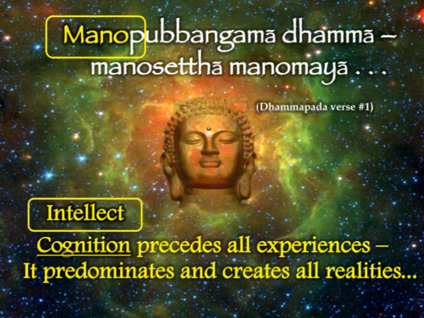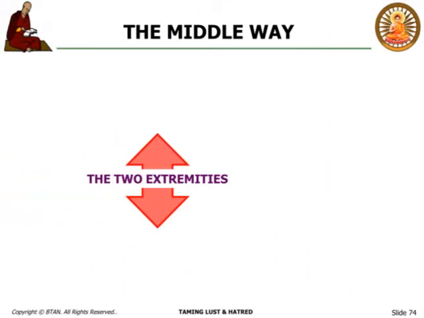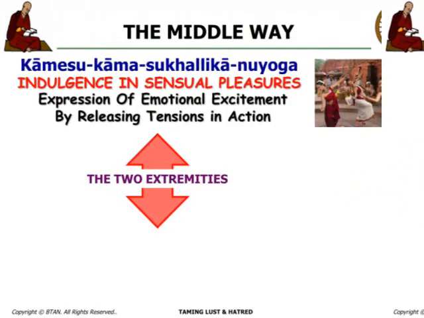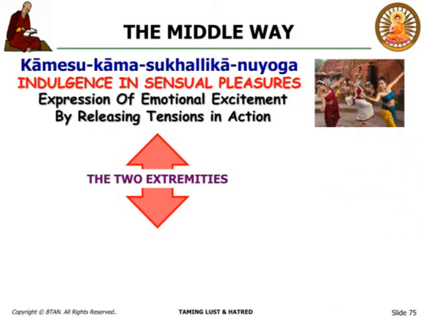And the Buddha described this easily in the middle way. When he taught about the middle way in the Dhammacakkappavattana Sutra, the first thing he spoke about is actually the middle way. He says there are two extremes to be avoided. The first extremity is to react to these sensual feelings. This reaction is the expression of emotional excitement by releasing tension in action. If it is something pleasurable, you want more of it. You become greedy for it. If it is something unpleasant, you want to get rid of it. You become angry and hateful for it. And this is to be avoided.